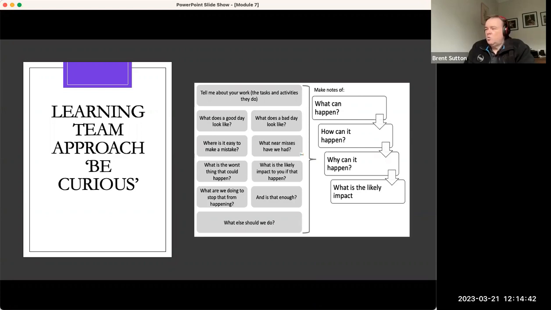And it's when we explore what are we doing to stop that from happening, that is when we find the disconnect between the controls the organization believes it has in place versus the controls that workers have to rely on to get the work done.